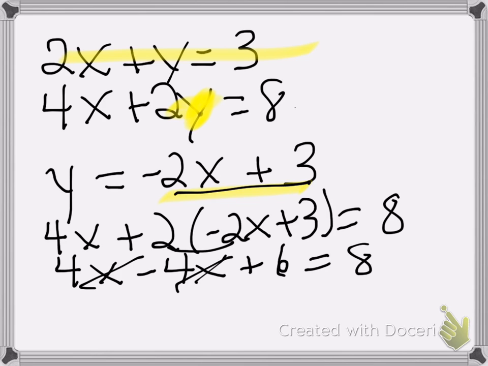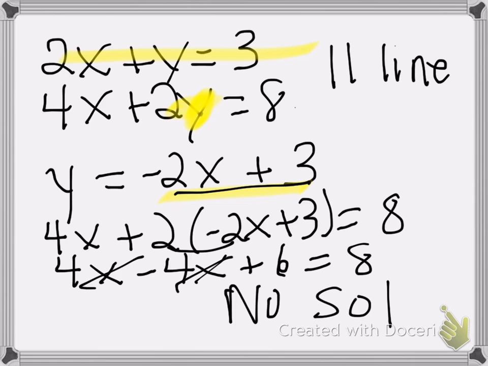Anytime all your variables drop out, you make a decision. It's not true, so there is no solution. And remember from that very first document I put in here for you to know, I told you that when there's no solution, the lines are parallel. So we have parallel lines.